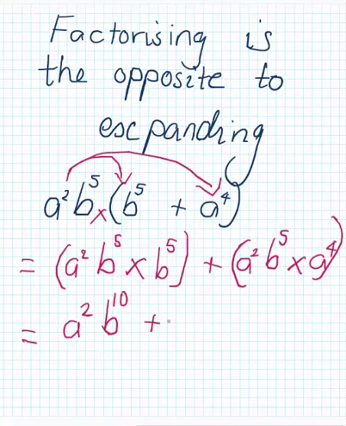And now, once again, the same thing. I notice I have an a on this side and an a on that side. So 2 plus 4 is 6. And b to the power of 5, there's no b on this side, so it just stays b to the power of 5. And I'll just check if I can add these two terms together. I can't because they're not exactly the same. I've got an a squared here. I don't have an a squared there, so I can't add these. And that will be my final answer for expanding.